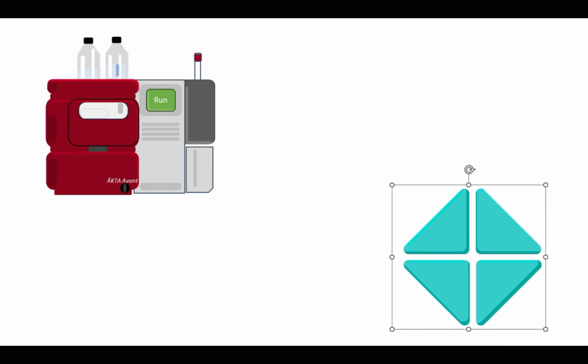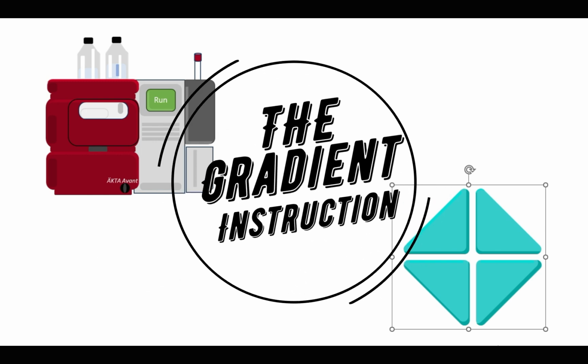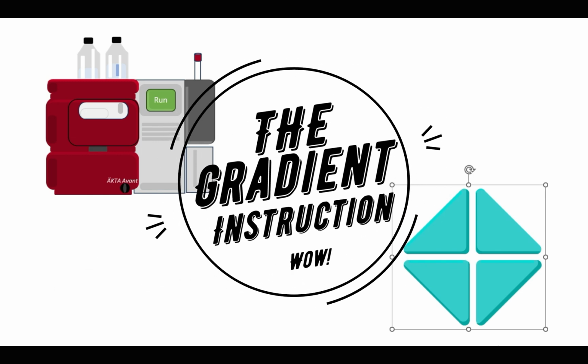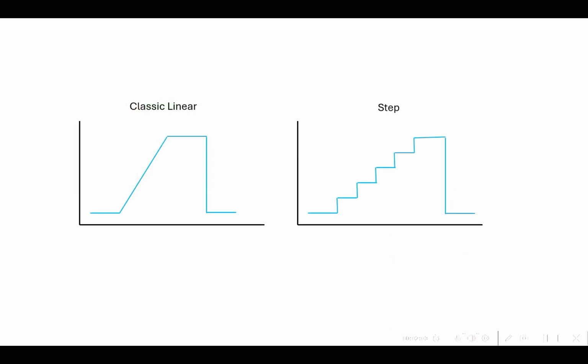This is one of my instruction videos, and today we're going to be discussing the gradient instruction. The gradient instruction controls the amount of pump A and pump B in terms of ratios that you're getting as you go through your chromatography run.